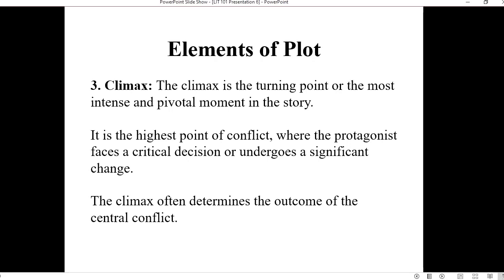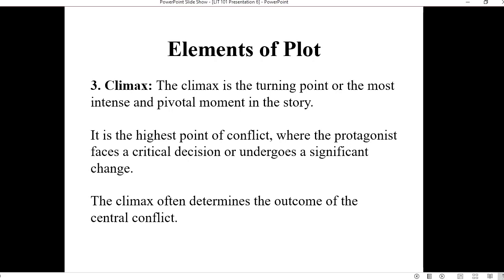Issues beyond the person's control will overwhelm the person. If people have been supporting the person before, now he is the one who will be looking for those who support him. And if it is a comedy, things will change from bad to good. So if the person has been suffering many things before, at the height of it all, his condition will change. He will begin to enjoy something that is good. So that's why we say the climax is the turning point, or the most intense and pivotal moment in the story.